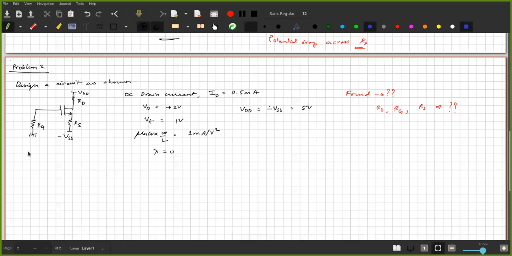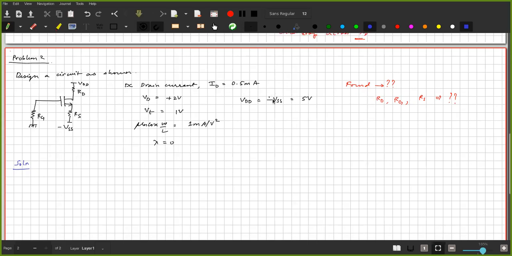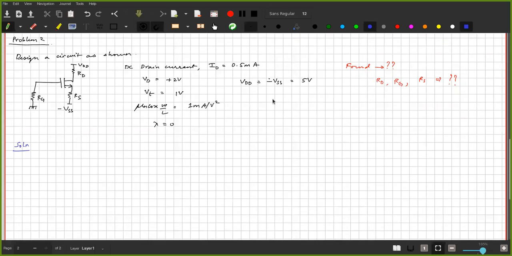Now, solution. Again, this is a problem which has two dual supplies, VDD and minus VSS. VD value is given, right? So that is this voltage.